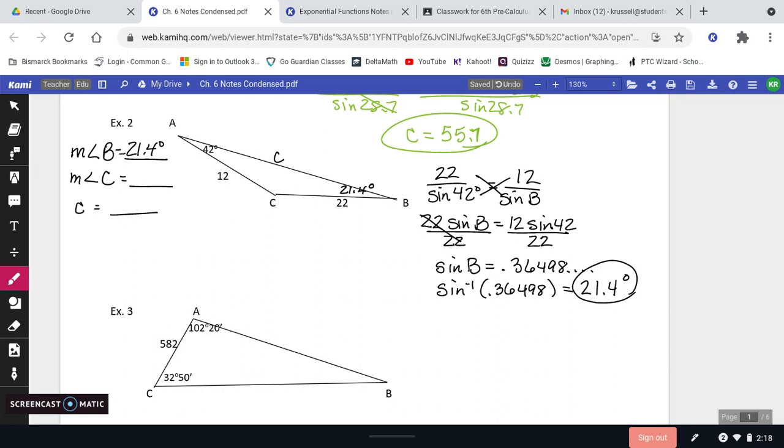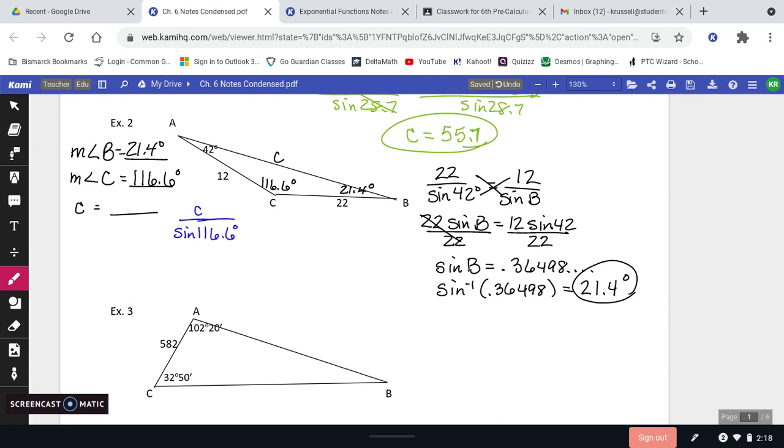Now I have two of my angles, and I can subtract from 180 to get my third angle. So I'm going to subtract, and I'm going to get 116.6 degrees. And that's my third angle. The only remaining piece of information that I don't have is side C. But now that I know angle C, I can use law of sines.